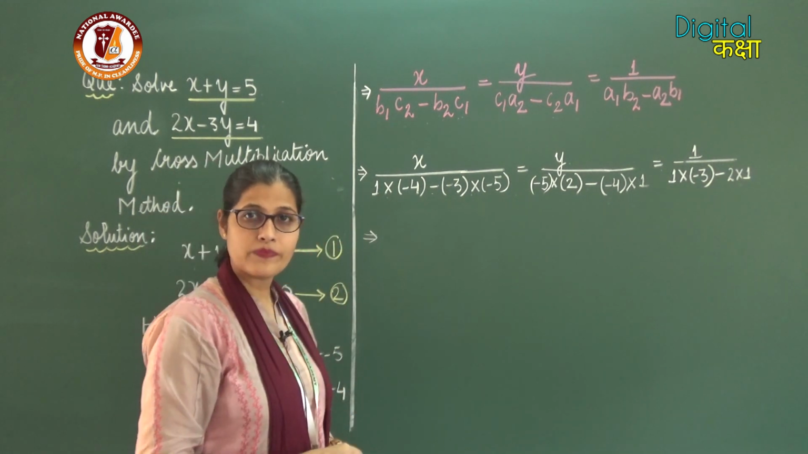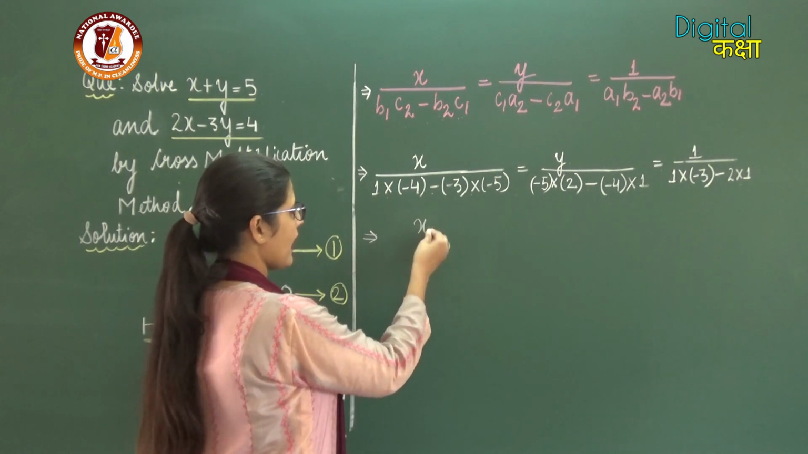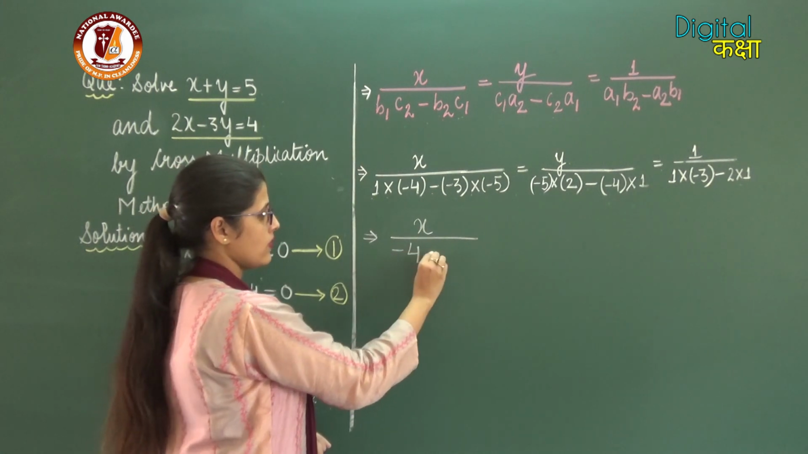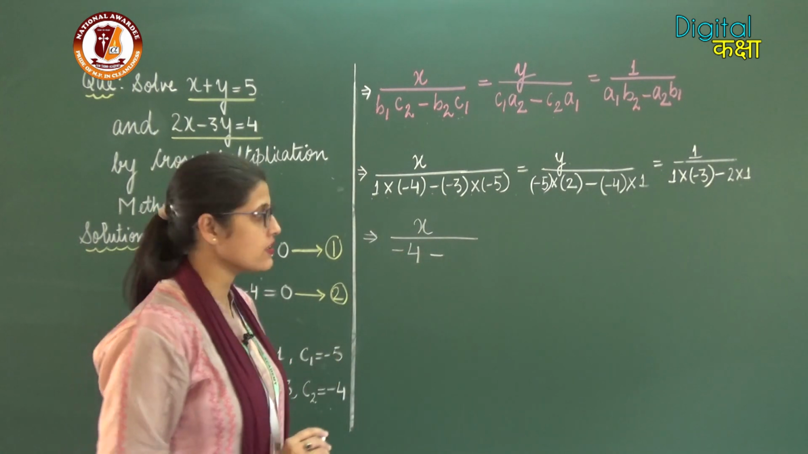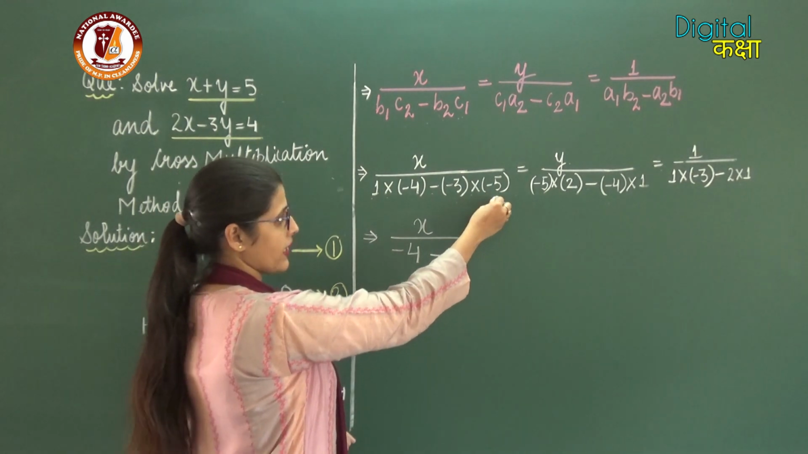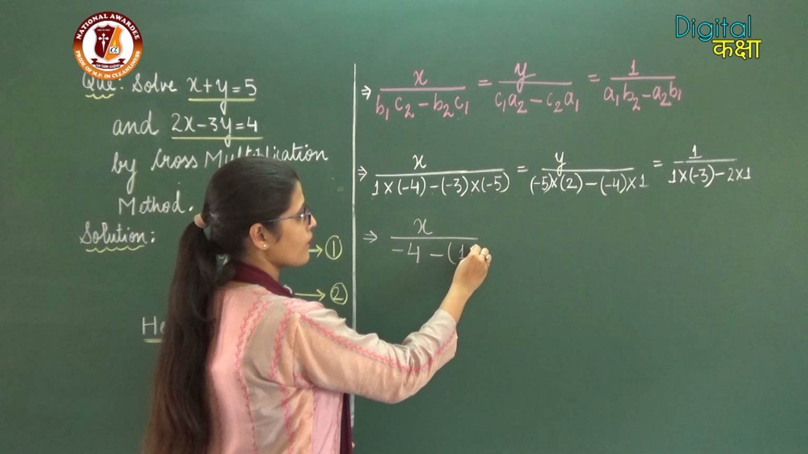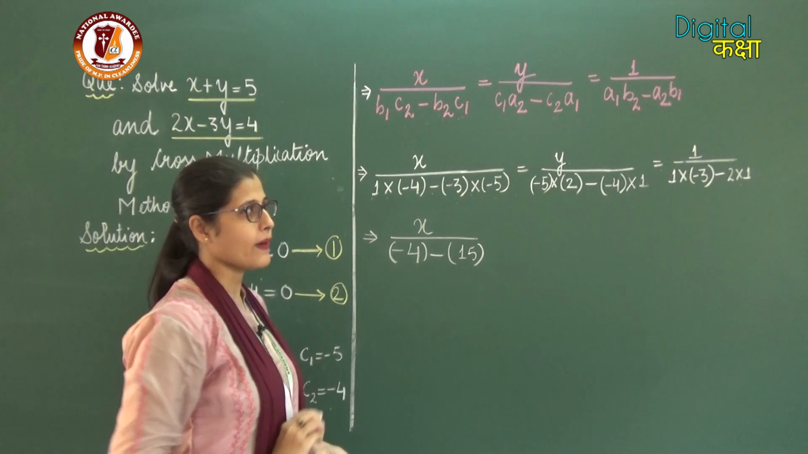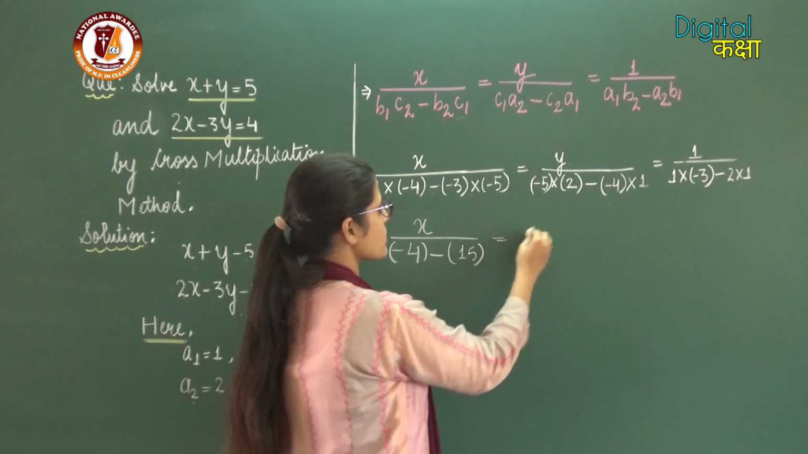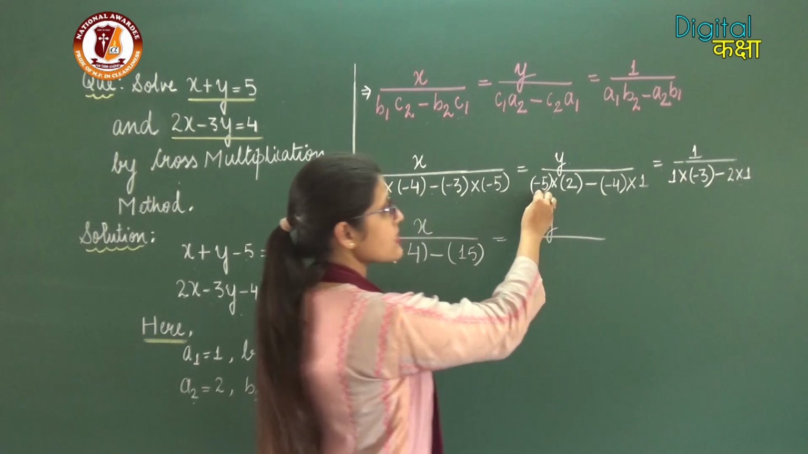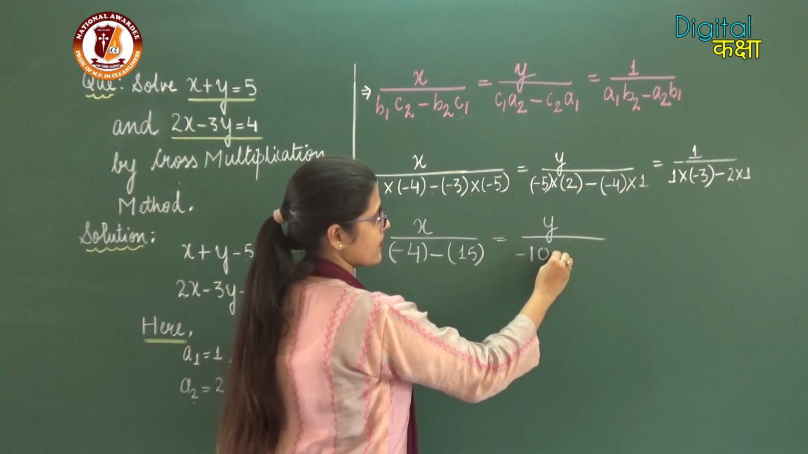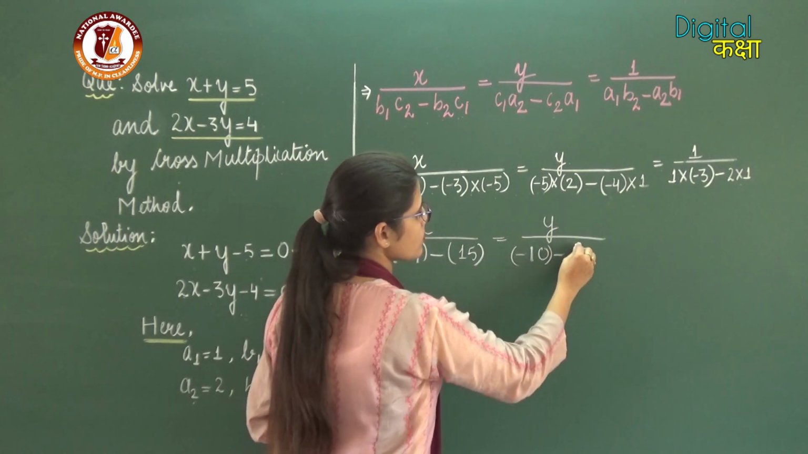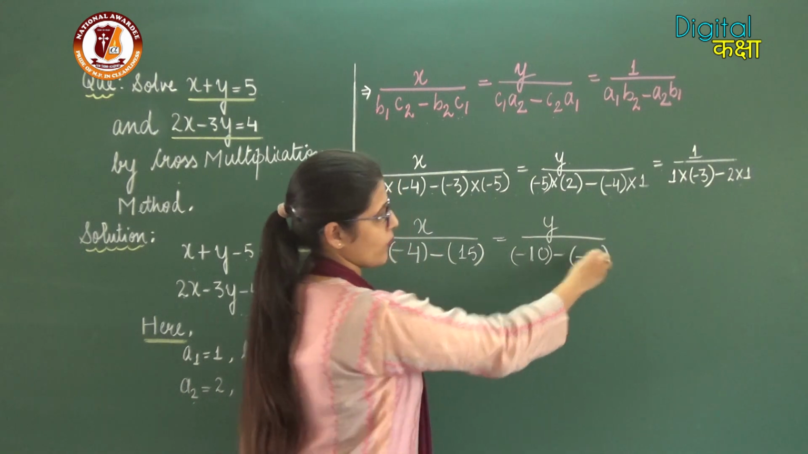This will be written as x upon 1 into minus 4 will be minus 4. This minus sign of subtraction, and minus 3 into minus 5 will be plus 15. Since this is a negative term, we will be writing it in the bracket. This will be equals to y upon minus 5 into 2 will be minus 10, minus sign of subtraction, and minus 4 into minus 1 will be minus 4.